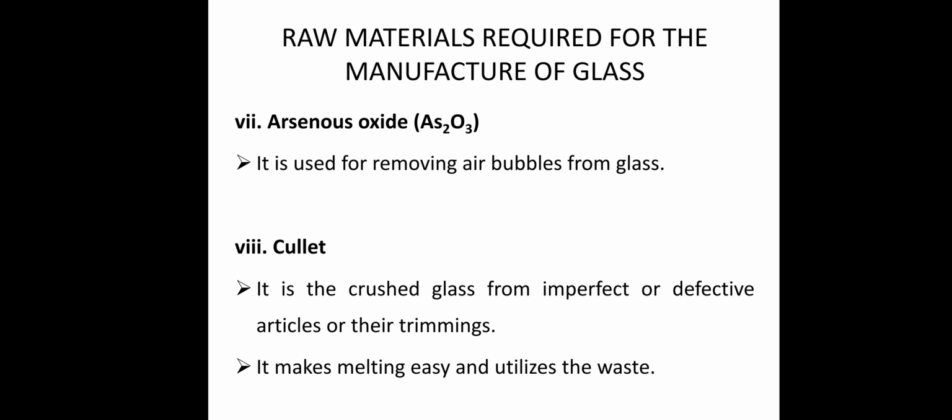Arsenous oxide. It is used for removing air bubbles from the glass. Cullet. It is the crushed glass from imperfect or defective articles or their trimmings. It makes melting easy and utilizes the waste.